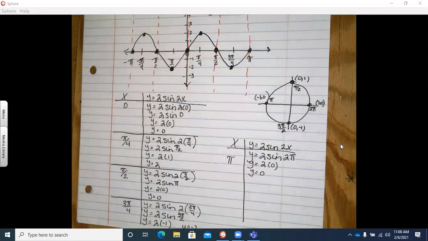Okay. Remember what we just read on the previous page. A maximum point on a sine or cosine curve would be a minimum point on a secant curve. So like this first interval between negative pi and negative pi halves, this was a maximum point on the sine curve, right? It's going to be a minimum point on the cosecant curve.